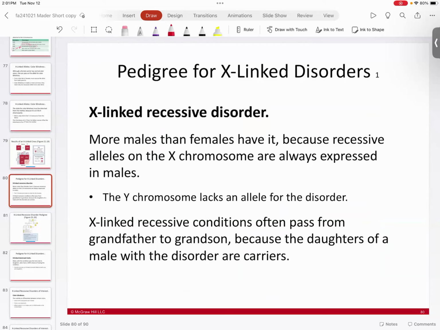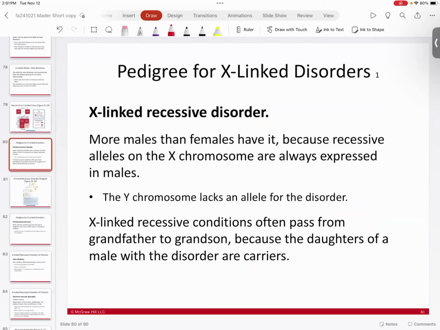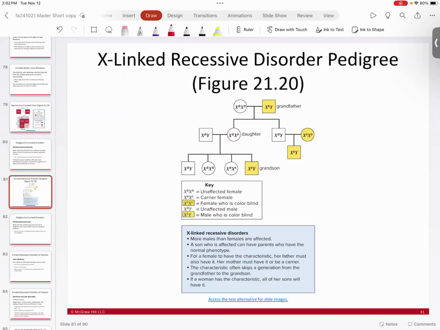So this affects males because of that recessiveness, and because Ys lack the genes, oftentimes it will pass from grandfather to grandson. For instance, an X-linked recessive condition will go from grandfather, because the grandfather gives the Y to his son and the X to his daughter. Then that X will go through a daughter who's likely going to be a carrier, who will then have to give it to her son. This is the reason why it skips generations: the daughter of the male is a carrier and she passes it on. So here's a good example of what's happening.